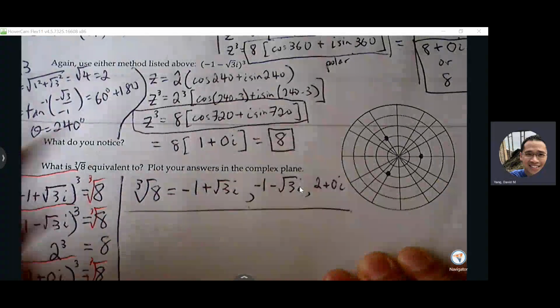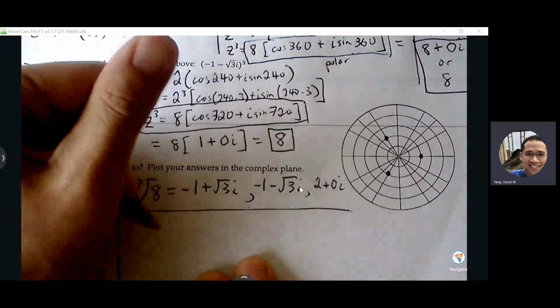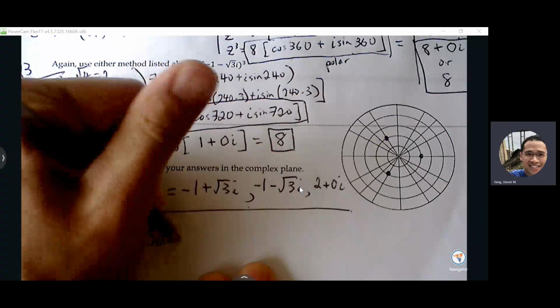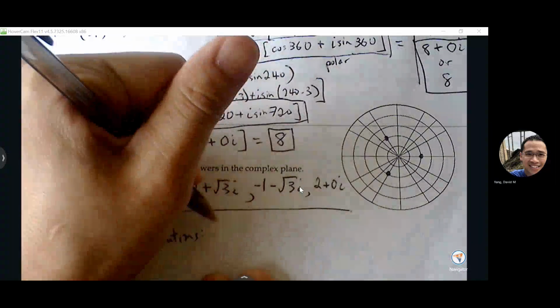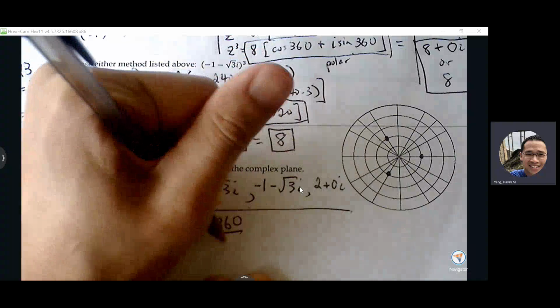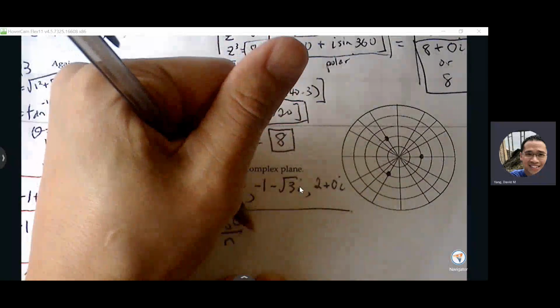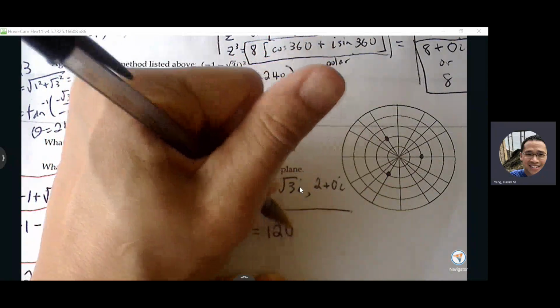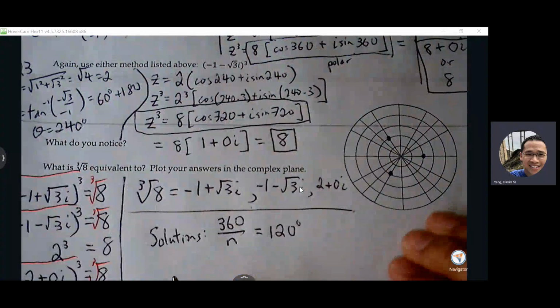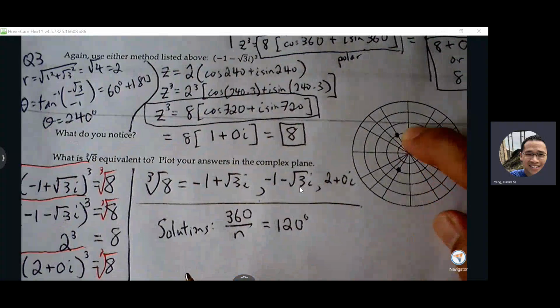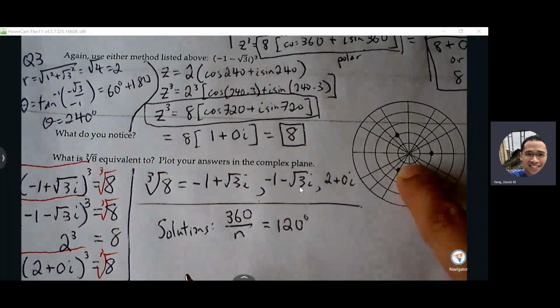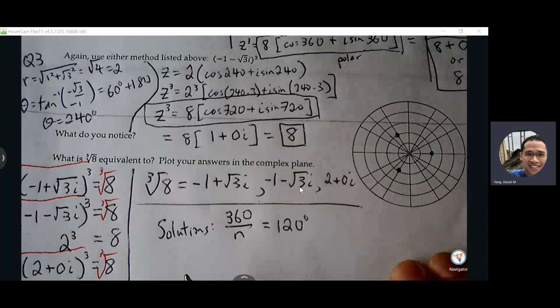I just want to give a preview of the formula that we're going to be using. So if I want to find the number of solutions, it's always going to be 360 divided by n. In this case, my n is 3. So 360 divided by n is 120. So all my solutions are 120 degrees apart from each other. So 0 to 120, 120 to 240, 240 to 360.